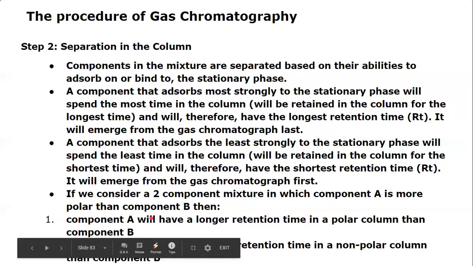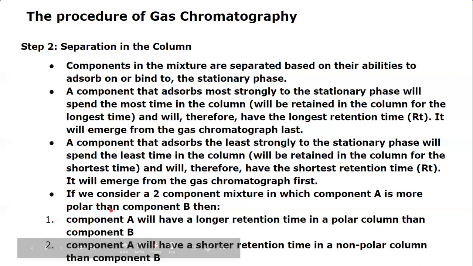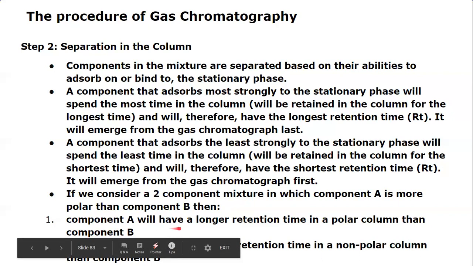Here, since our stationary phase is polar, what happens? The polar component will have a higher partition coefficient value, so it may have more retention time. So it will elute last. The component A will have longer retention time in a polar column. That means our column stationary phase is polar, and component A is more polar. Polar components may have good interactions, so due to that it may have more KD value in the column than component B.